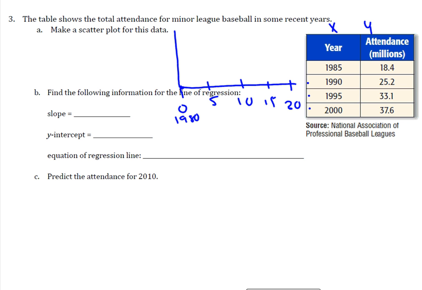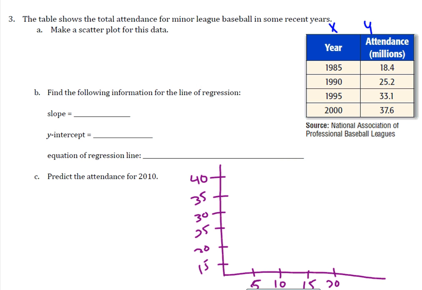So since I'm going from 18 to almost 40, let's start with this. We'll go 18, 20, 22, 24, 26, 28, 20. No, that's not going to work. That scale's not going to work.